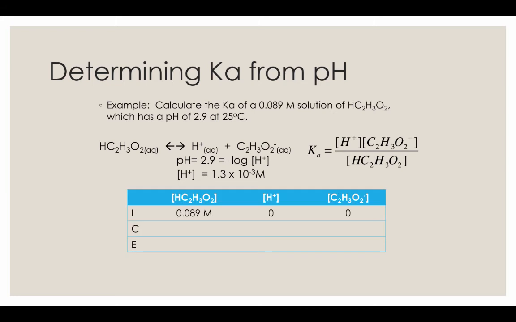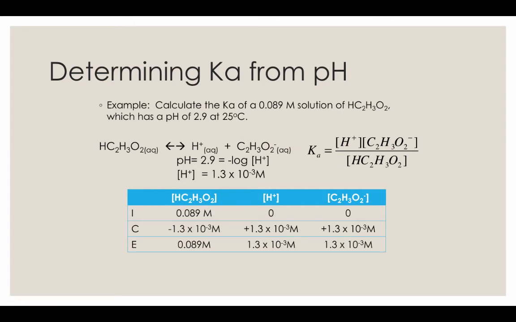Now I can use an ICE table. Initially, I have an acid concentration of 0.089 and no concentration of H+ or acetate. I now know that at equilibrium, our H+ concentration has increased to 1.3 times 10 to the negative third. Due to our 1-to-1 stoichiometry, this tells me that acetate has increased by the same amount and acetic acid has decreased by that same amount.